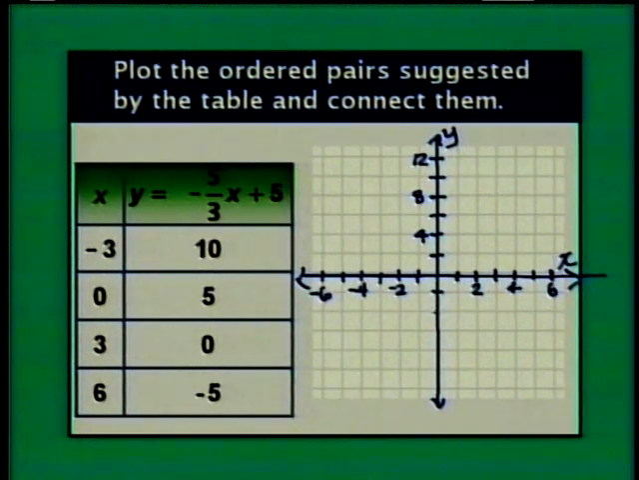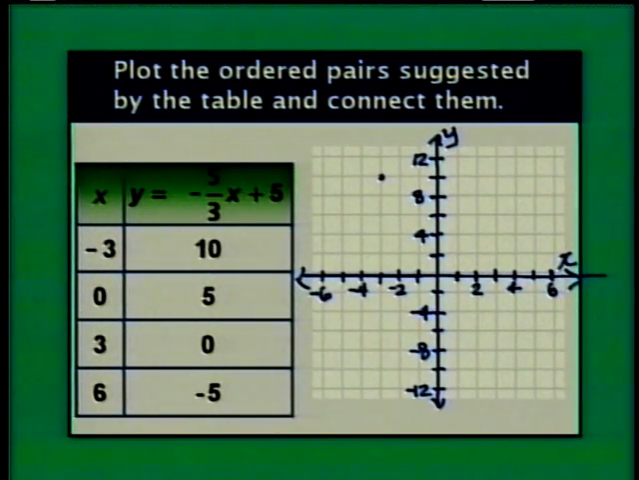Same thing down here: -4, -8, -12. So now when I try to plot (-3, 10), and I go to -3 on the x-axis, now I can count up to 10. 2, 4, 6, 8, 10. Here's the point, (-3, 10).